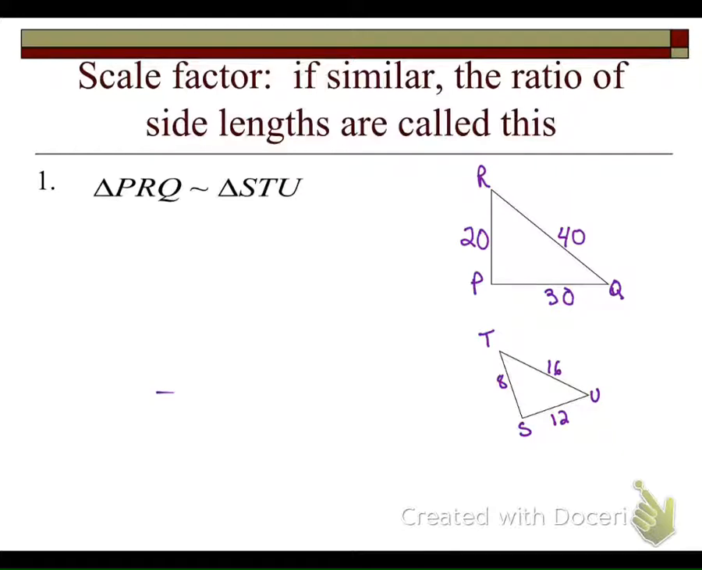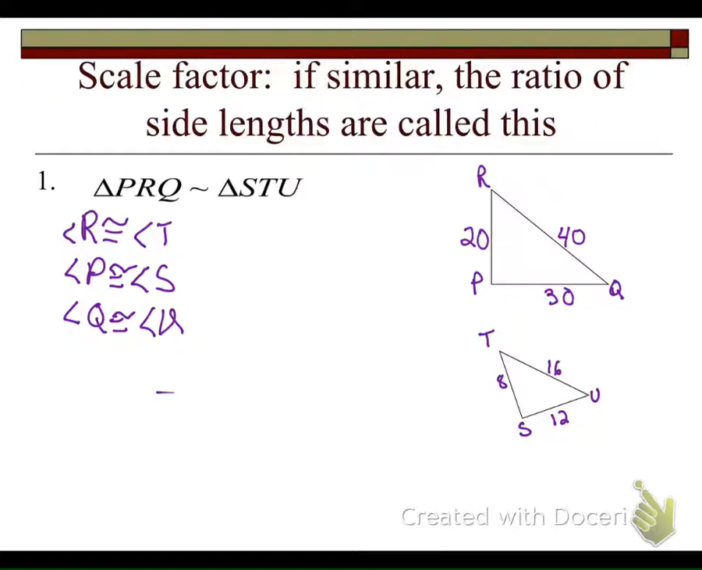So if we start with angle R, it is congruent to which other angle? Yep, it's congruent to angle T. And we have angle P, which is congruent to angle S. And which one am I missing? Q, which is congruent to? So with this, the angles are congruent and the sides are proportional.